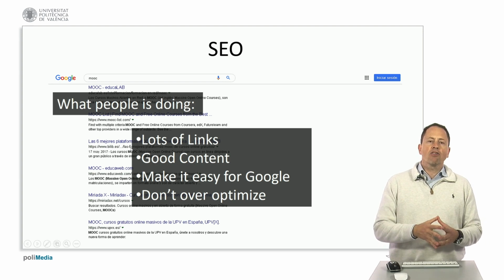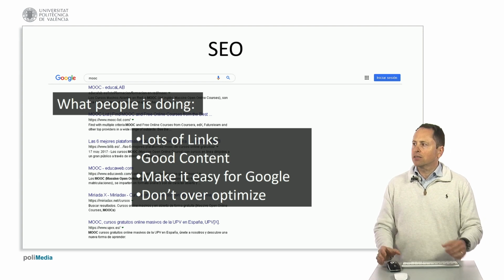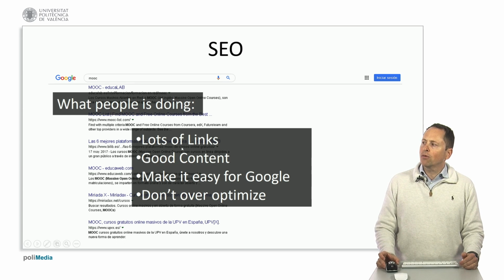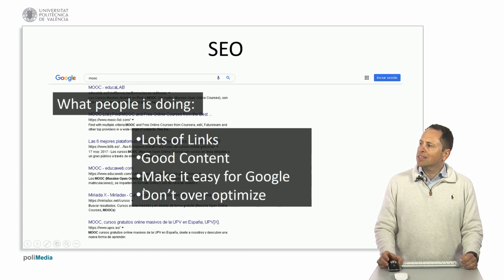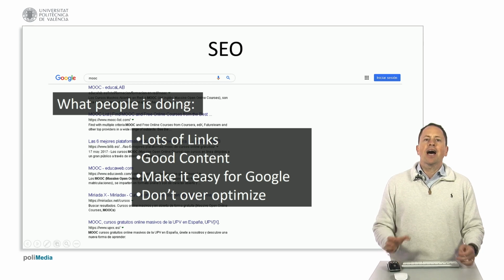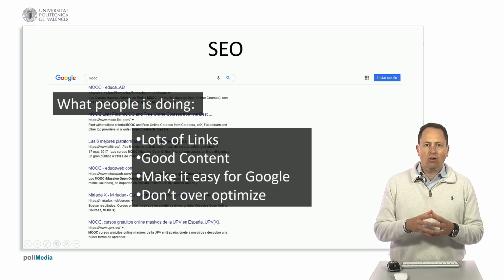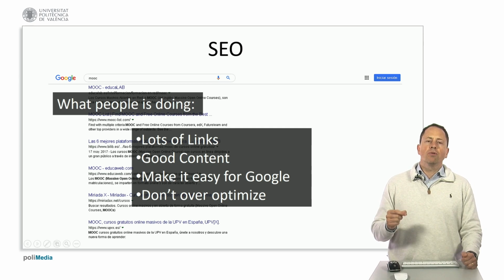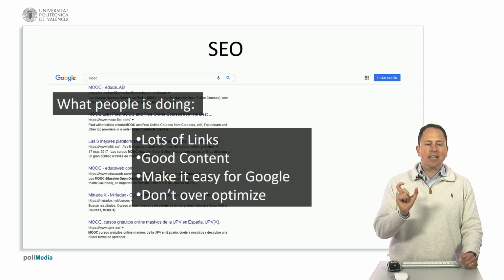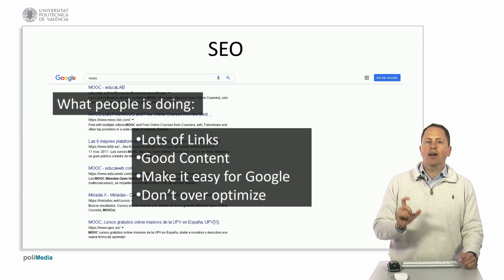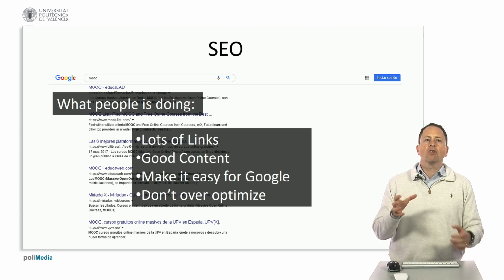So get links from people who are interested in your content. You should make good content with the right amount of keywords inside of it. You should make it easy for Google. What does this mean? Adding structured data to your pages. So you put small amounts of code with special tags that indicate to Google or other search engines what your content is about.